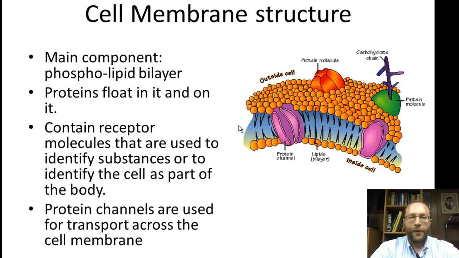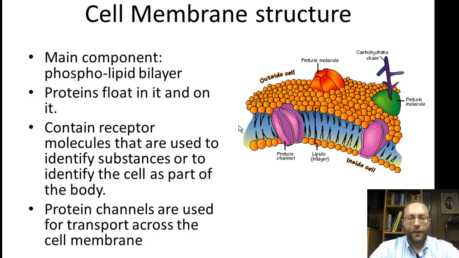Receptor molecules are used to identify substances. For example, take the hormone we talked about before, insulin. Insulin goes throughout the whole body, but it only needs to get into certain cells, and the receptor molecules will bind to the insulin, identify it, and let it through. If there are cells where the insulin isn't supposed to have any effect, then those cell membranes won't have the receptor molecule, and the cell will basically just ignore the insulin.